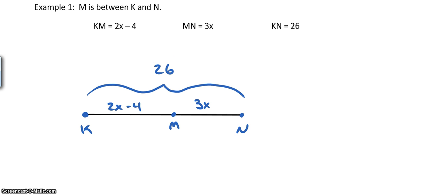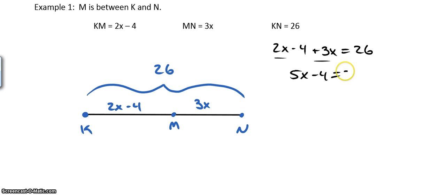So let's go through and do our math. We have little piece plus little piece equals the entire thing, the big piece. So this small segment plus this small segment equals the entire thing. The sum of the two little ones equals the big one. And then I combine my like terms, 2x and 3x give me 5x minus 4. And then go ahead and solve your equation.